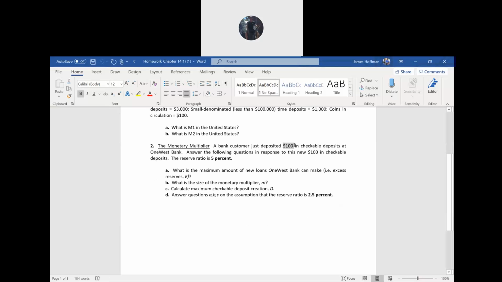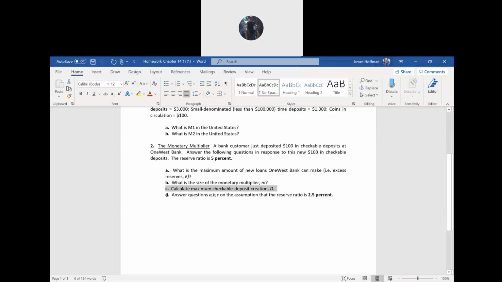So there's $100 in checkable deposits. The reserve ratio is 5%. And you're going to answer those similar questions like we just did. So we just calculate, given the $100 and the 5%, excess reserves, the monetary multiplier, and checkable deposit creation, and just stick with the example and those simple equations.